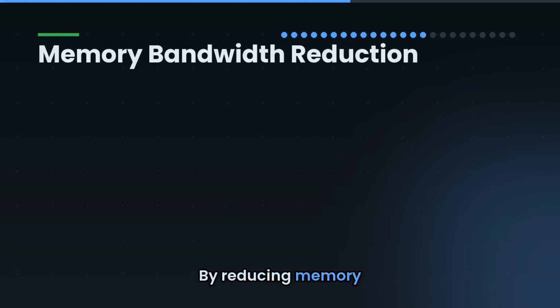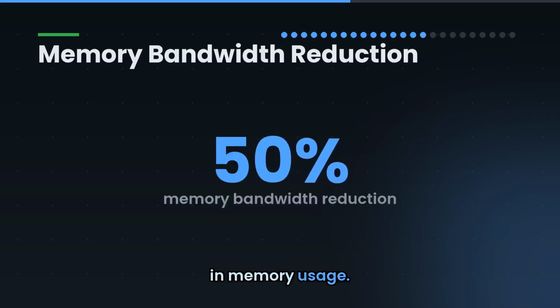By reducing memory traffic, FlashAttention lowers bandwidth demands. It achieves over a 50% reduction in memory usage. This results in faster attention computation, especially beneficial for longer context sequences.